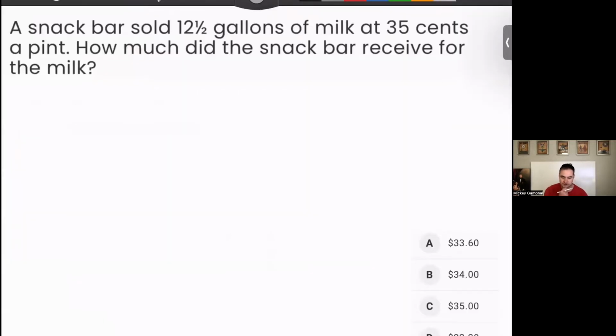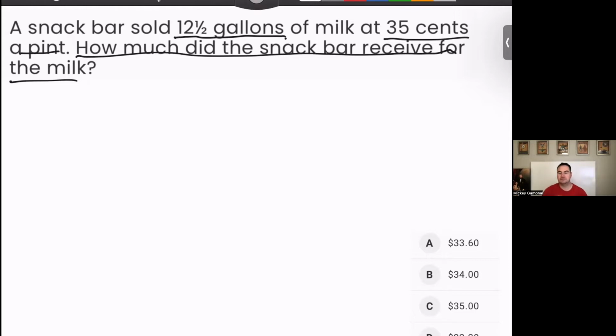A snack bar sold 12.5 gallons of milk at 35 cents a pint. How much did the snack bar receive? So identifying the question is super crucial. You got to focus on the question. What is the question asking, right? So we want to separate the question, and then there's all of the information. So 12.5 gallons of milk, 35 cents per, and then this part is key, the pint.